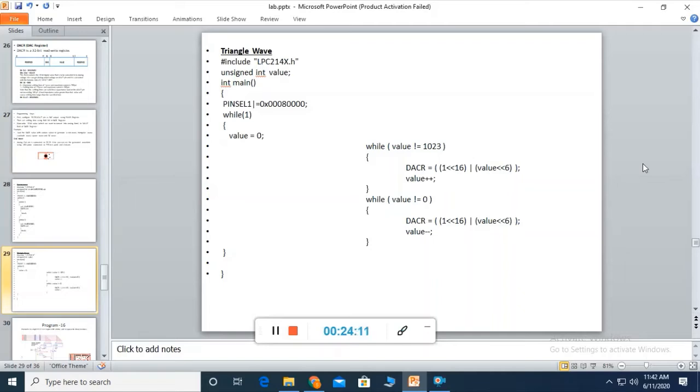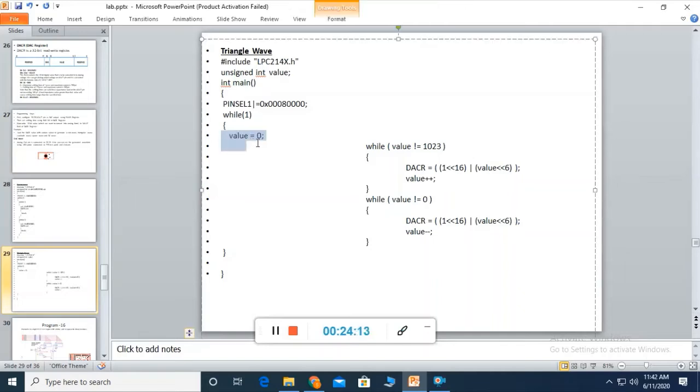So initially we start with the value 0 here, and make sure the value does not exceed 1023. Why 1023? Because we are using 10 bits. 2 power 10 is 1024. So you should see to it that your value does not exceed the maximum limit. Make sure in the loop, the condition we use is value is not equal to 1023, we increment the value by 6. So this operation is used to increment the value by 6.